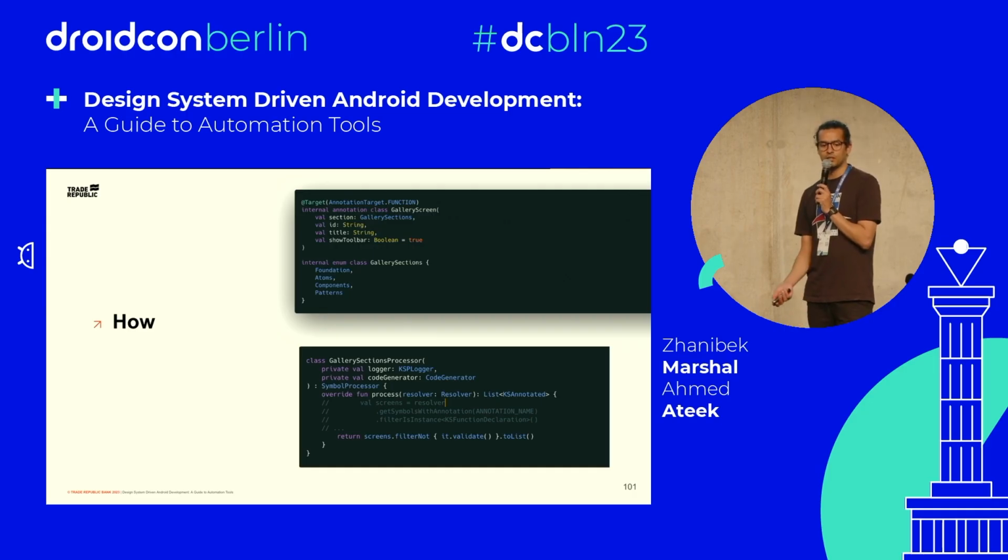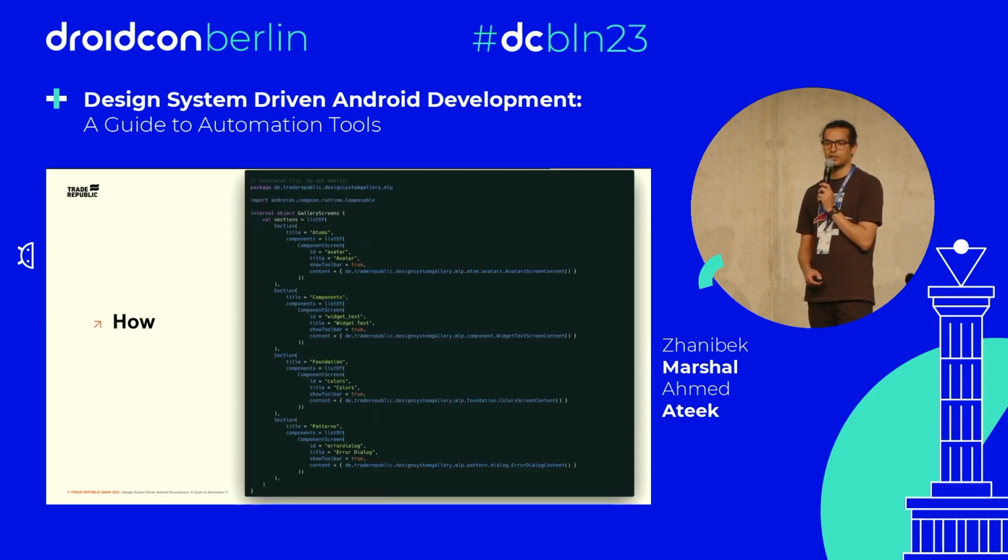And then the ID that's going to be used in the lazy column later, and then the title that you want to see. And the show toolbar is an additional configuration that you can add or not, right? And you create your own processor. The processor goes through the whole annotation inside the app and tries to add it to some auto-generated function.